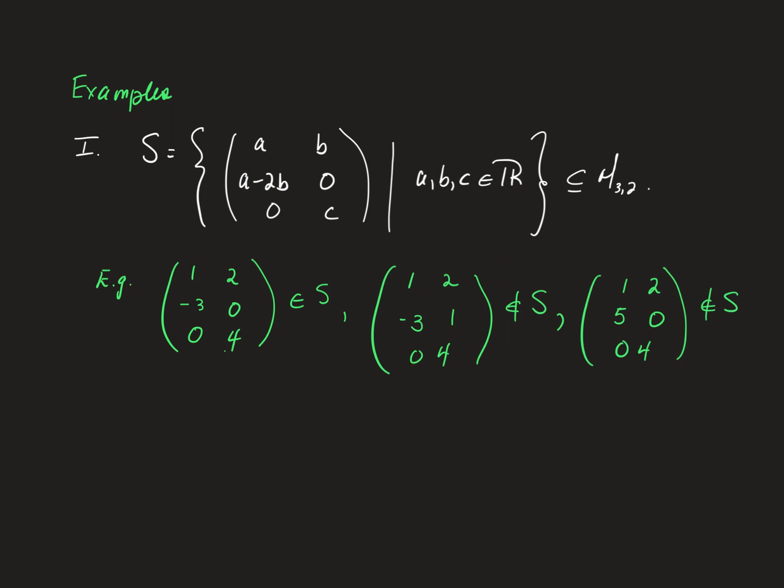This one doesn't belong to S because this component's not 0, right? That component has to be 0. This one doesn't belong to S because it doesn't satisfy that property. This has to be A minus 2B.